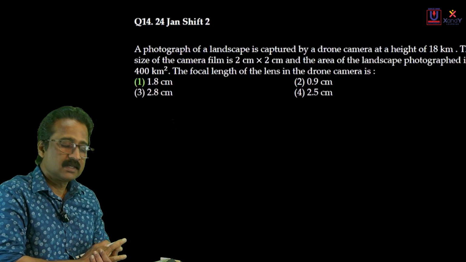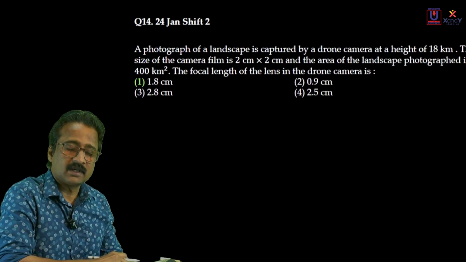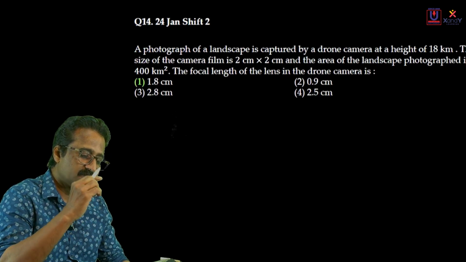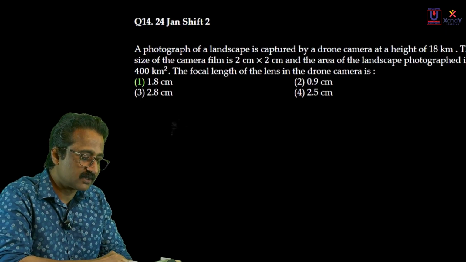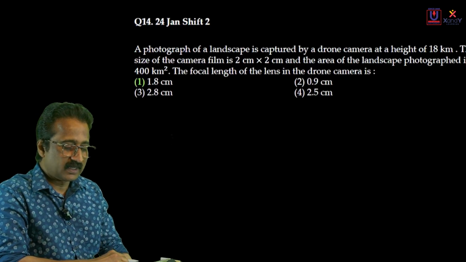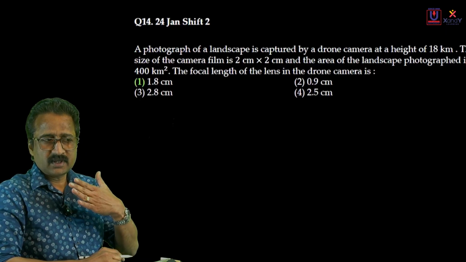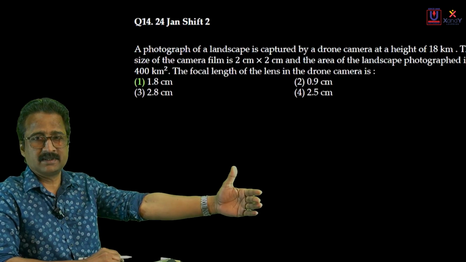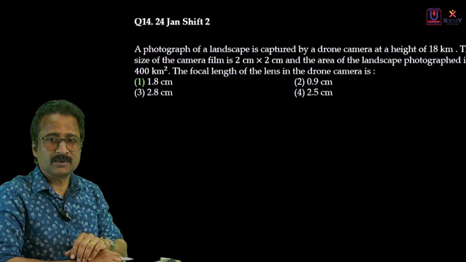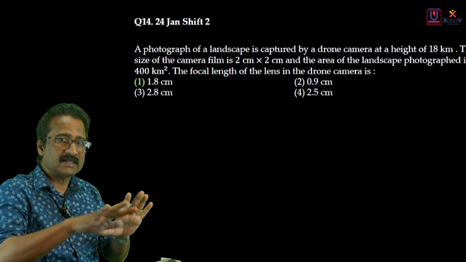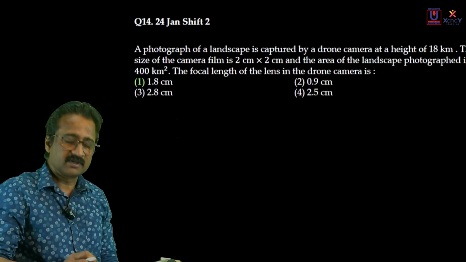Moving on to 14. A photograph of a landscape is captured by a drone camera at a height of 18 km. The size of the camera film is 2 cm into 2 cm and the area of the landscape photographed is 400 km squared. Then the focal length of the lens in the drone camera is. See, this is an object which is far away from the lens because it's a drone camera flying 18 km high. So when compared to the focal length of that lens, the distance to the object, so-called landscape, is much higher than the focal length. So it's a far object and the lens will produce a real image also.